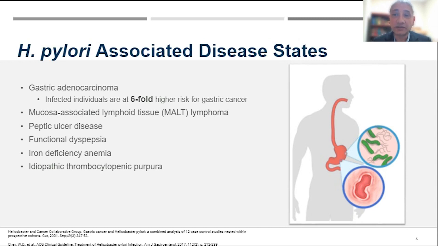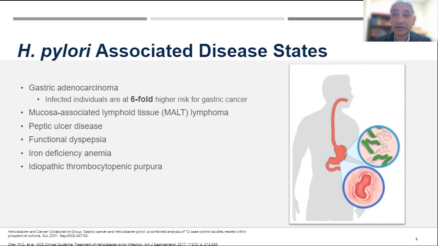The other cancer that is associated with H. pylori is mucosa-associated lymphoid tissue, or MALT lymphoma. Peptic ulcer disease, which includes both gastric ulcers and duodenal ulcers, is caused in up to 80% of cases by H. pylori. Functional dyspepsia is a term that is used to describe individuals who have upper abdominal pain in the absence of ulcer disease. And this is quite common, and individuals with this condition may have H. pylori as a cause of their symptoms.